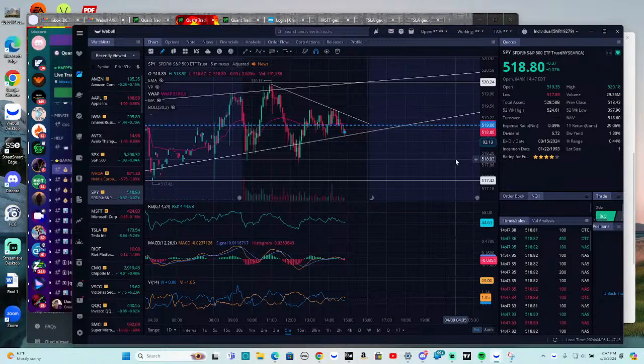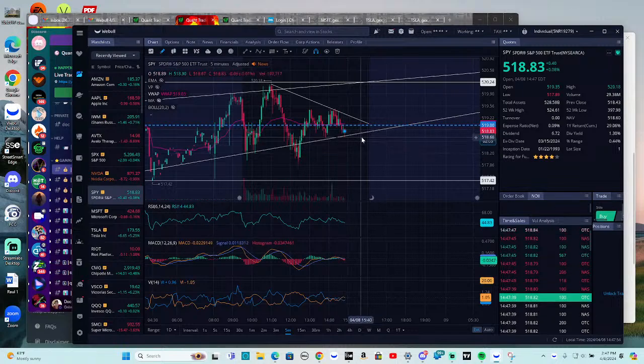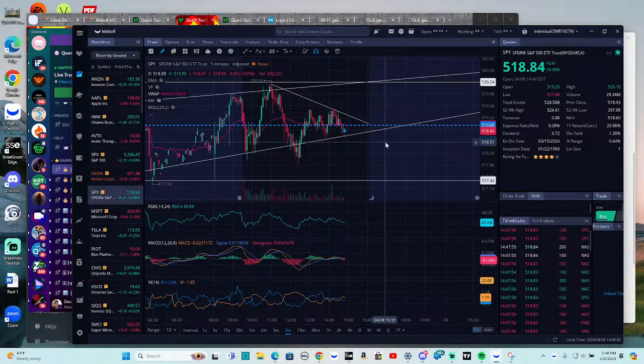If max pain is broken, then that 517 looks very, very good. This should be where we close today. If I were to be playing an iron butterfly on paper trading, I would use 519, probably get a tight iron butterfly, maybe like a $14 credit or something like that. Low risk, high reward. It's a lotto, all right? I'm looking for lotto plays.